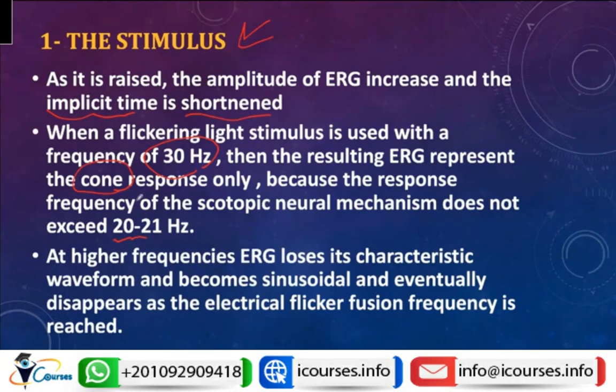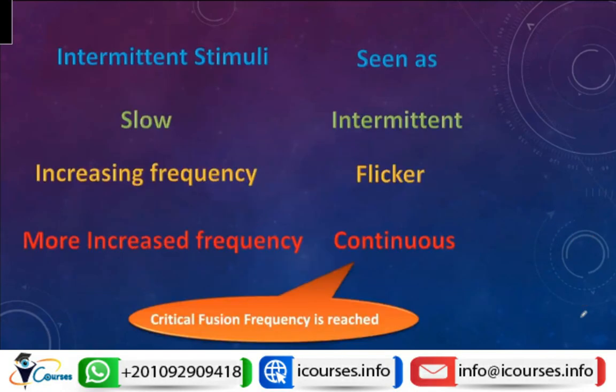So what happens if we go above this 30 hertz? If we present an intermittent light of about 100 hertz, then the ERG will lose its characteristic waveform. So it will not present a waveform like this, but it will present a continuous line. Why? Because now even the cones cannot see this intermittent stimulus, but see it as a continuous light as the critical fusion frequency is reached.